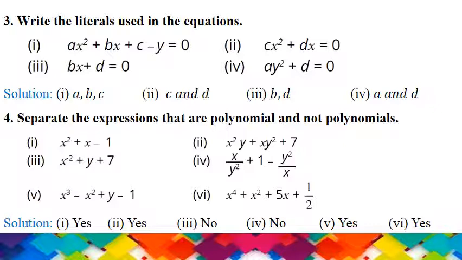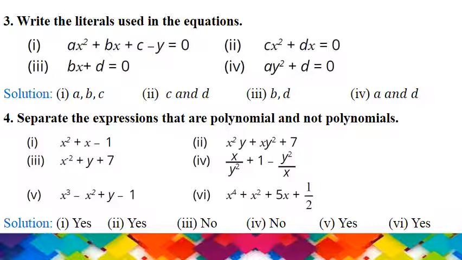Now we are moving to question number 4. Separate the expressions that are polynomials and that are not polynomials. Polynomials are the algebraic expressions which have the exponent as 0 or a positive integer. But if the exponent is negative, it will not be a polynomial. The first one is x square plus x minus 1. We are observing in both the variables the power of x is positive, so it is a polynomial.